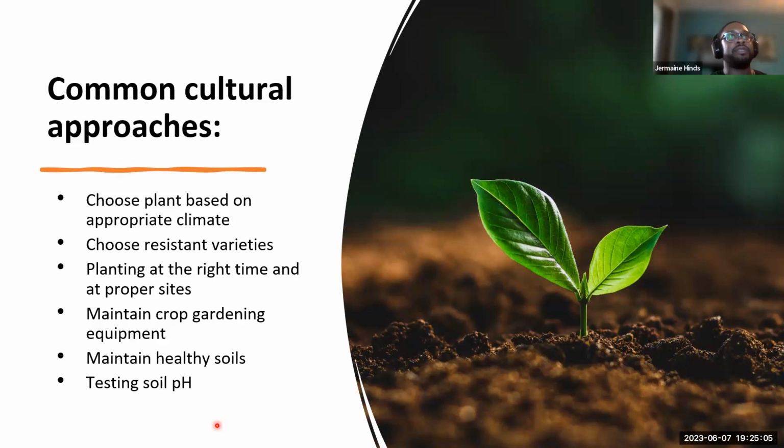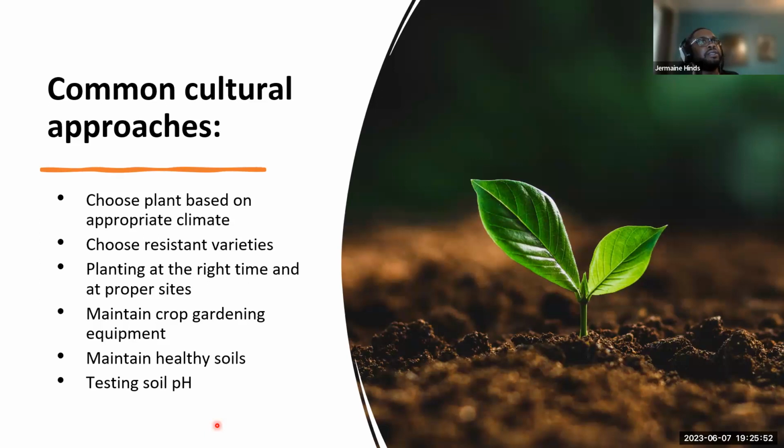Planting at the right time and proper site. You also have recommendations of when to plant certain things. So you want to make sure you plant them in the proper places, the proper site. Is the soil appropriate for drainage? Is it getting appropriate sunlight? You want to think of all of these things when you're establishing and maintaining plants. You want to maintain your crop gardening equipment. Sometimes when you prune with gardening equipment, you can inadvertently transfer diseases or pathogens between plants. So cultural controls could be around maintaining gardening equipment, to avoid pushing pests from one area to another.